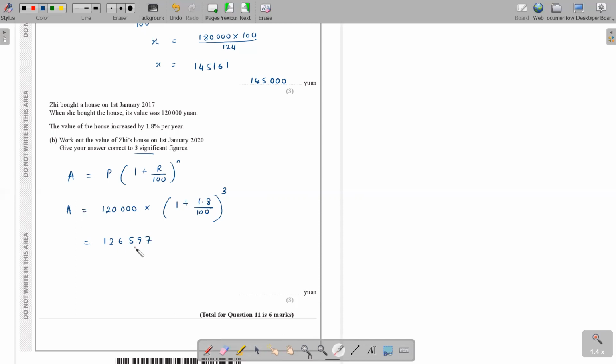So once again, check your significant figures. So first, second, third figure and check the fourth figure. So fourth figure is 5. 5 or more than 5, you need to add 1 here. So when you make it to 3 significant figures, you get here 1, 2, 7, and the remaining figures will become 0. So 127,000 yuan. So this is the price of the house after 3 years on the 1st of January 2020.